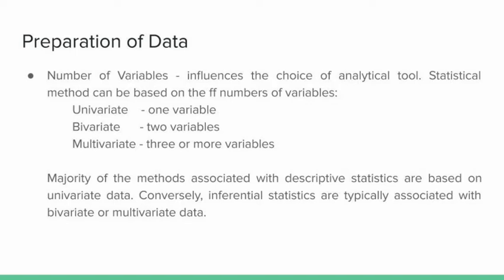It is univariate when it involves one variable, bivariate if we have two variables, and multivariate if we have three or more variables. The majority of the methods associated with descriptive statistics are based on univariate data, or one variable. Conversely, inferential statistics are typically associated with bivariate or multivariate data.